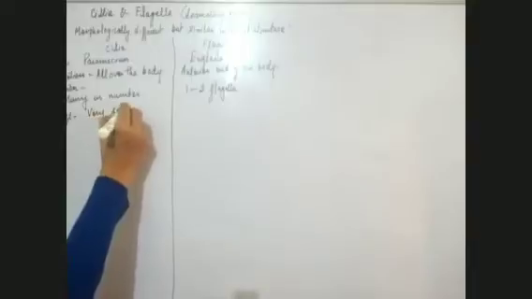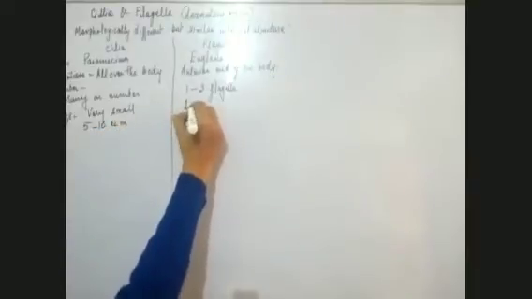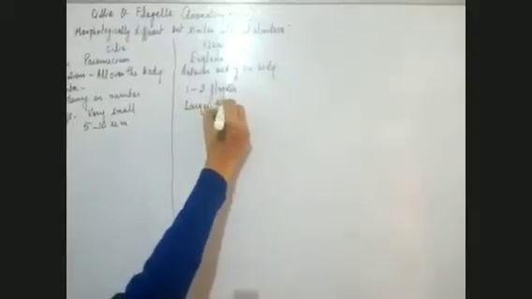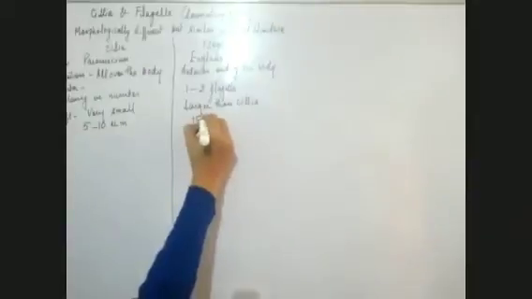Now, if we consider their size, what is their size? The cilia are very small, and their size is about 5 to 10 micrometers. Write down 5 to 10 micrometers, as I told you yesterday. Flagella are larger than cilia, and their size is about 150 micrometers.